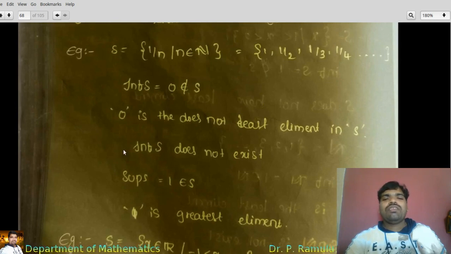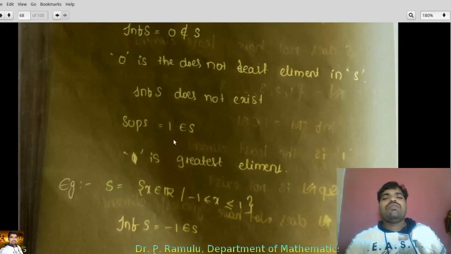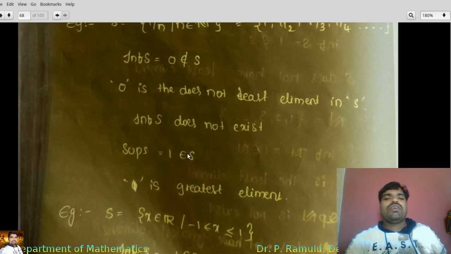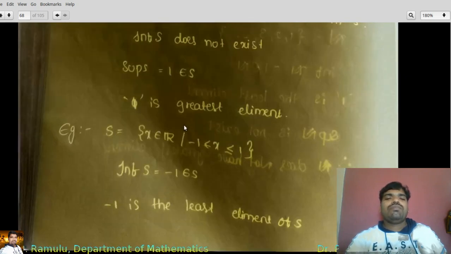The infimum of S exists, but it does not belong to S, therefore S does not have a least element. Sup S equals 1, and 1 is a member of S. So 1 belongs to the set. Therefore 1 is the greatest element.